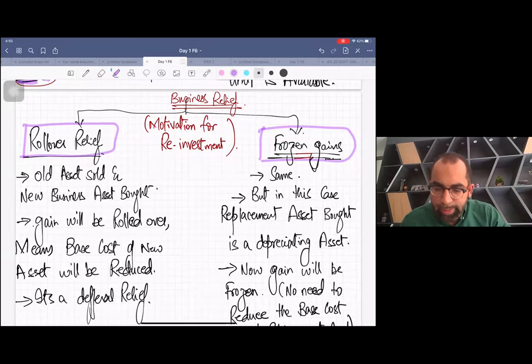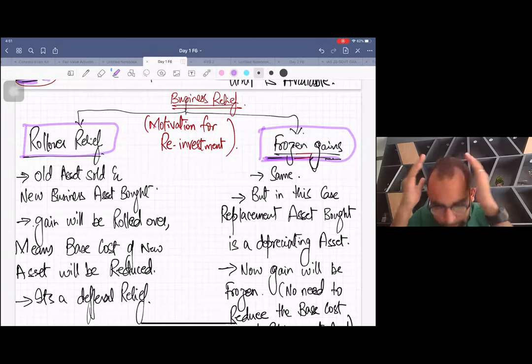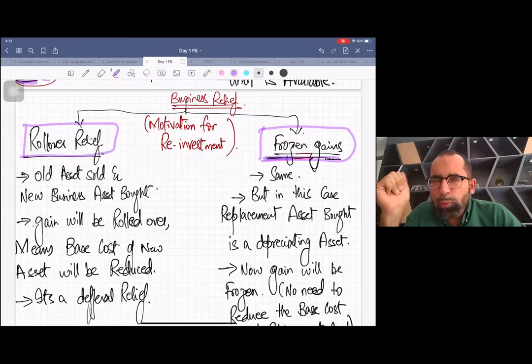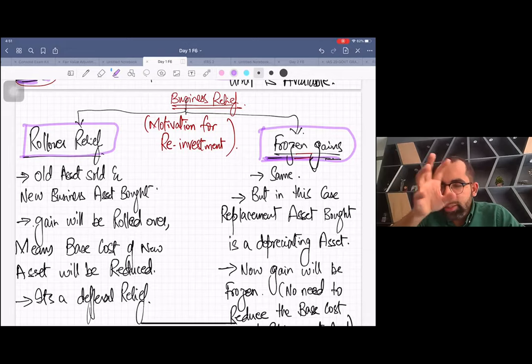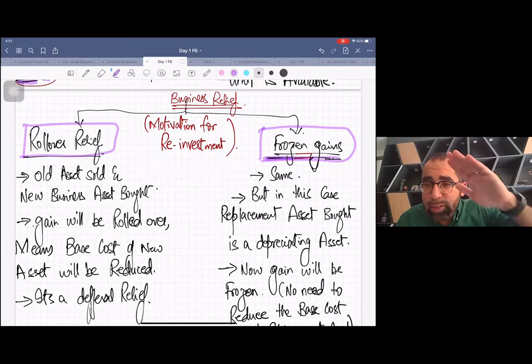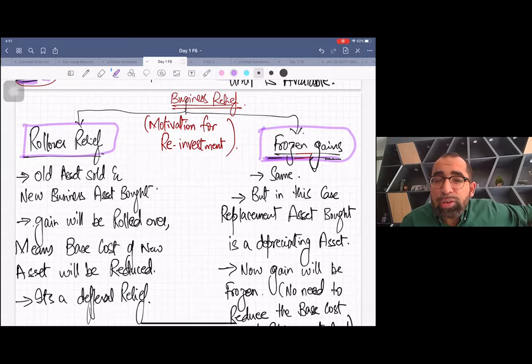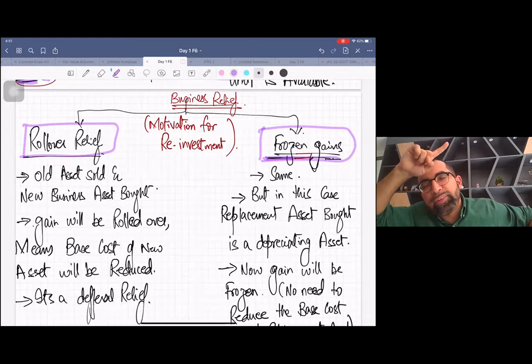Okay. Now, one more thing you have studied in this chapter is frozen gains. Sometimes we do rollover and sometimes we do frozen gains. Listen. What we do in rollover is we sell an existing asset, we buy a new asset, and the gain of the existing asset is rolled over into the new asset. And what is the working of rollover? The base cost of the new asset is reduced. And whenever you reduce the base cost of the new asset, automatically the future gain of that asset is increased.